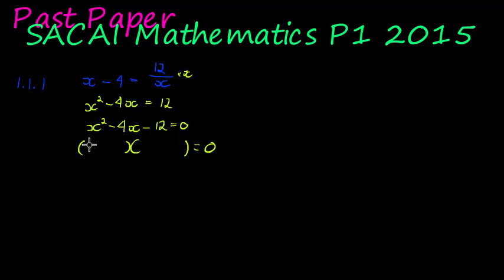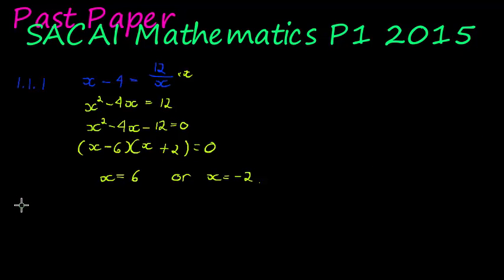This is things you should do without having to think. It's things that should be so practiced in, we can't be explaining it. Okay, so 12, what gives me 12? And when I subtract, I get 4. 6 and 2, and we must get negative 4, so it must be negative 6 and positive 2, and that gives me x. So for this bracket to be 0, x must equal 6, and for that bracket to be 0, x should equal negative 2. So there's our first question.